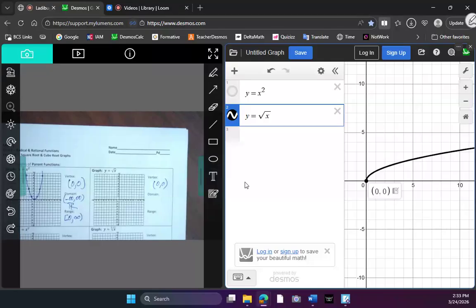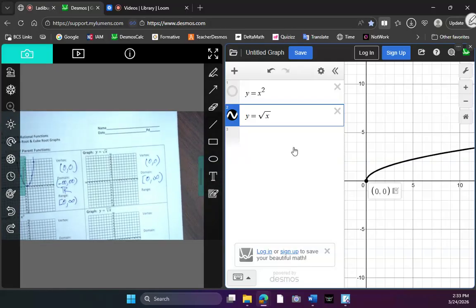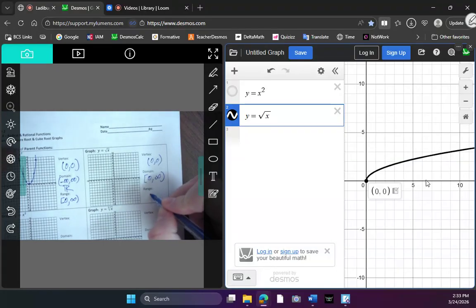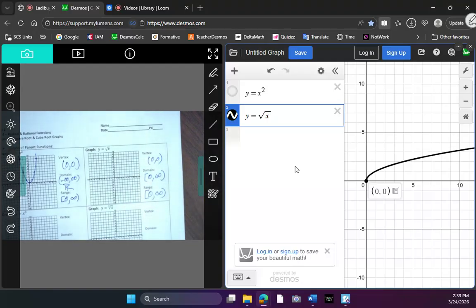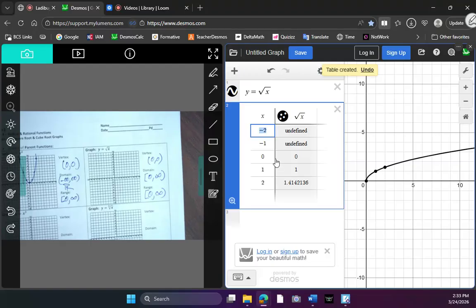When we talk about the domain, that's all the x's. So we move from left to right. That is going to go from 0 to infinity, which we will write there. And the range goes from bottom to top, and that also goes from 0 to infinity. And remember that if you need to make a table, you can do that.